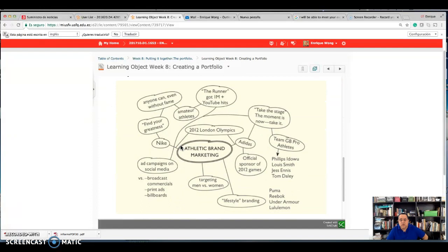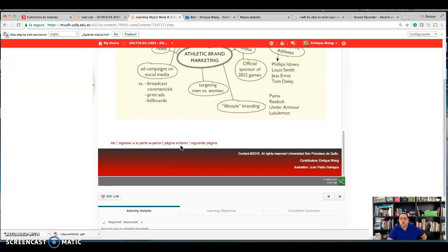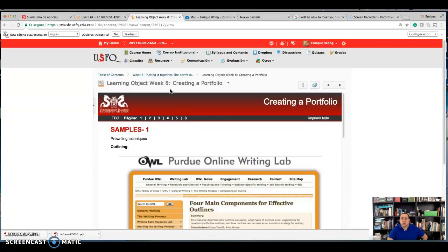For example, here you have a pre-writing technique example. This is a pre-writing technique, the cluster. This is an example of the type of pre-writing that you have to collect in your portfolio.